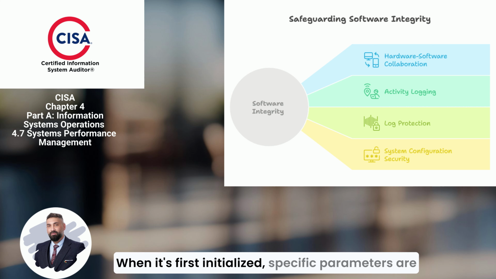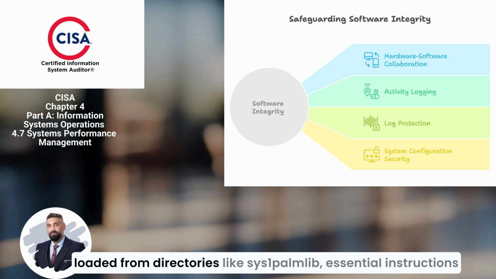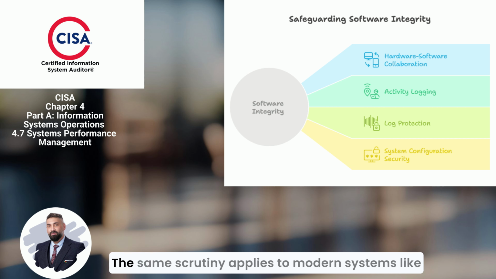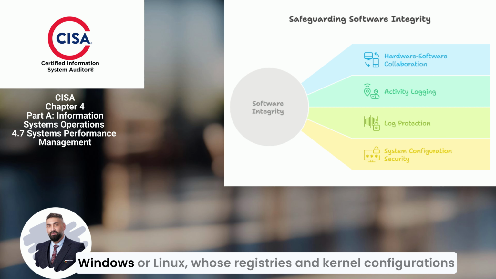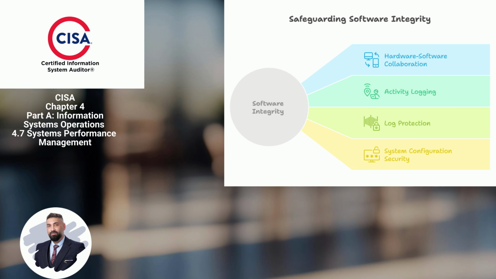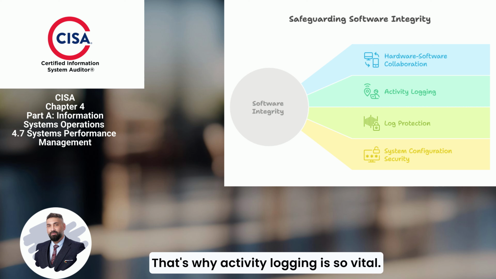When it's first initialized, specific parameters are loaded from directories like cis1.palmlib, essential instructions that dictate how the system behaves. If these parameters are altered or left unchecked, it could spell disaster. The same scrutiny applies to modern systems like Windows or Linux, whose registries and kernel configurations house sensitive data critical to the OS. That's why activity logging is so vital.